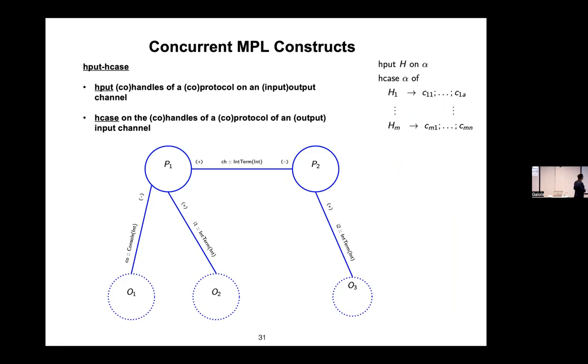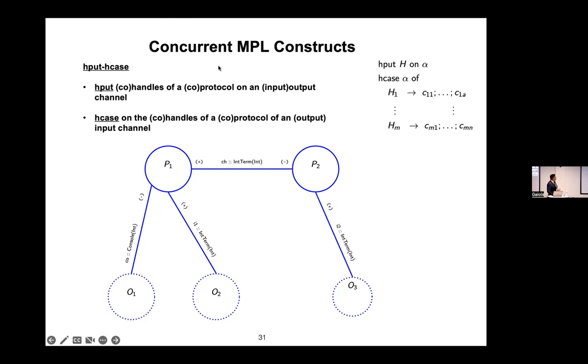So the next pair of concurrent MPL constructs are edge put and edge case. When we want to put a handle on a channel, why do we want to do that? Because putting a handle on a channel restricts the kind of actions that can happen on a channel. So the syntax for that is on the right of the slide: edge put, H on alpha, where H is a handle and alpha is a channel. And once you have put a handle on a channel, on the other end, the receiving process will edge case on that. It's casing on the constructors of a data type in a normal functional language.